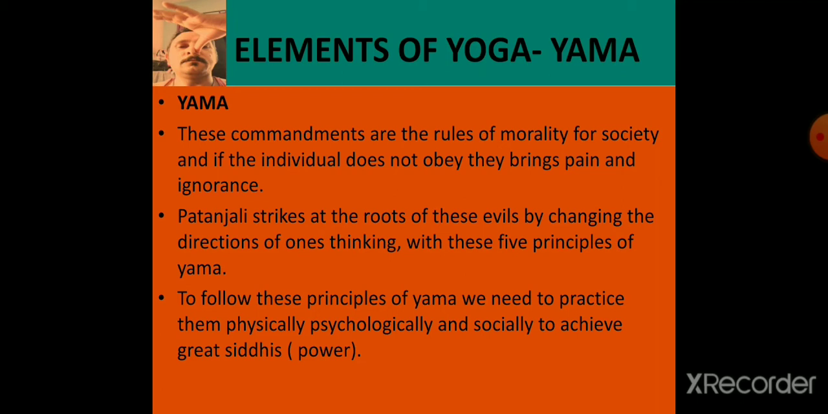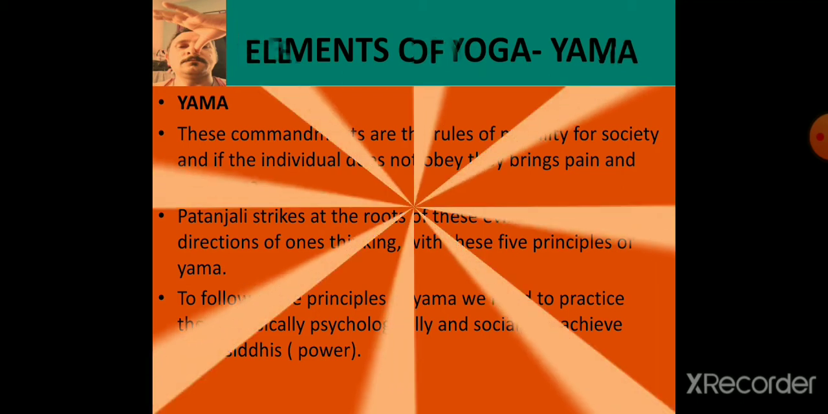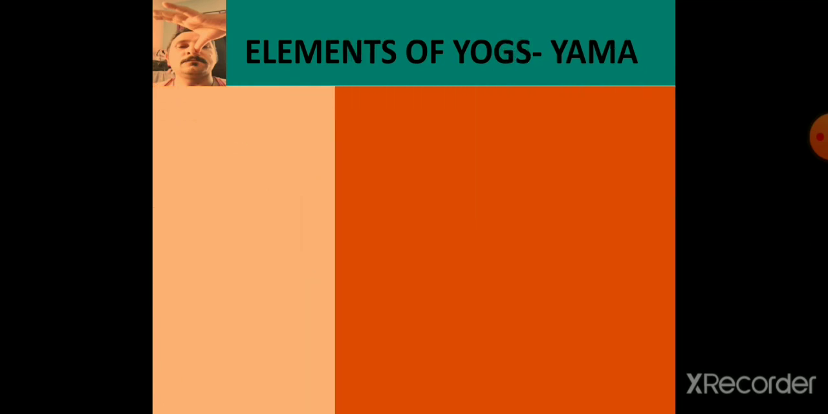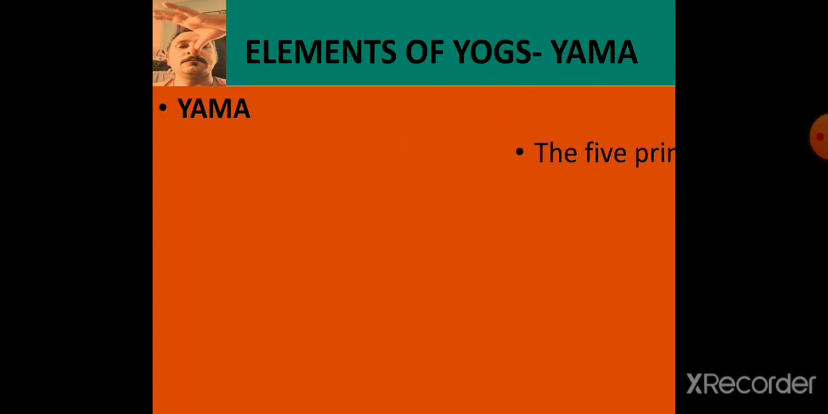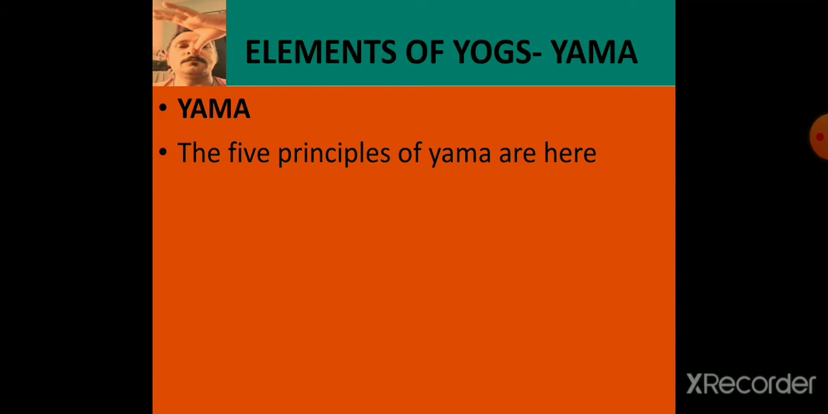What are these five principles? So, these five principles are there. The five principles of yam are here: ahimsa, non-violence, means we should not hurt anyone. So, ahimsa means not hurting anyone. So, first is ahimsa.